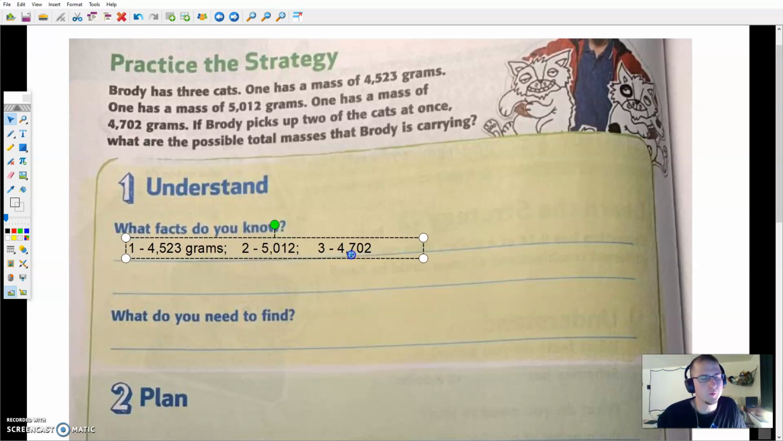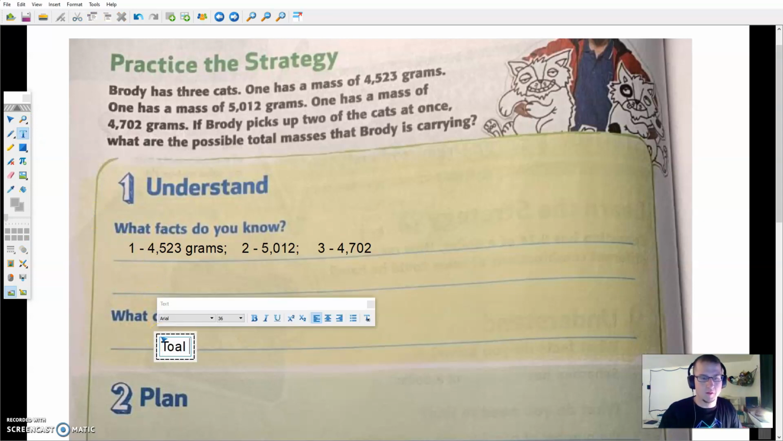There we go. So we know those 3 things. The first cat is 4,523 grams, the second cat is 5,012 grams, and the third cat is 4,702 grams. Okay, what are we trying to find? The total possible weights of 2 cats.